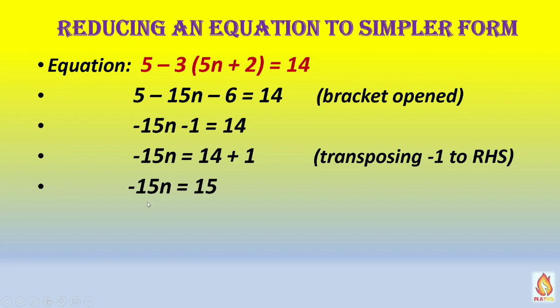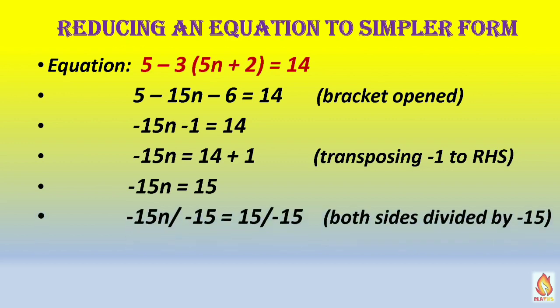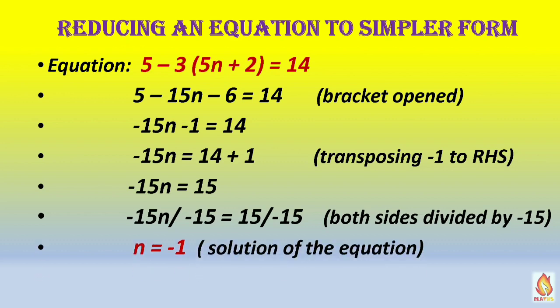Now in the next step, negative 15 is a constant part, so we need to remove negative 15. Now how to remove negative 15? When we divide both sides by negative 15, then we get only the variable. Now negative 15n divided by negative 15, equal to 15 divided by negative 15, that is equal to negative 1. So this is the value of that variable, and this is the solution of this equation, and the solution of this equation is negative 1.